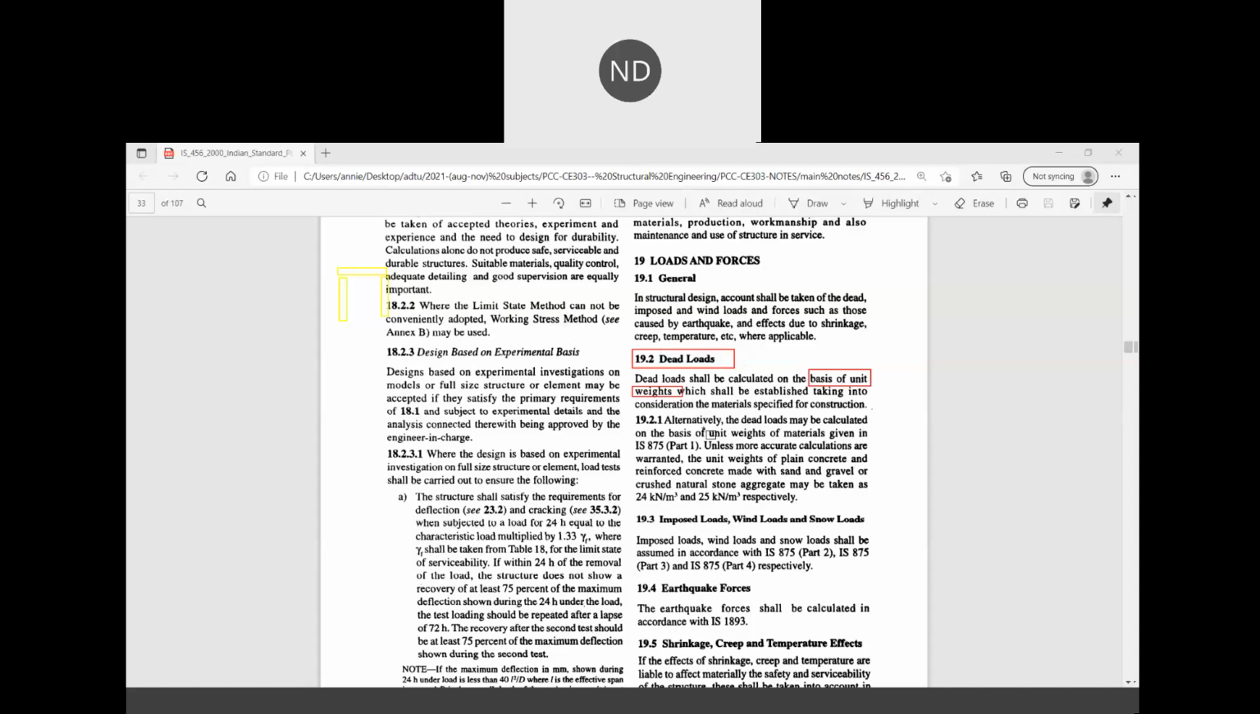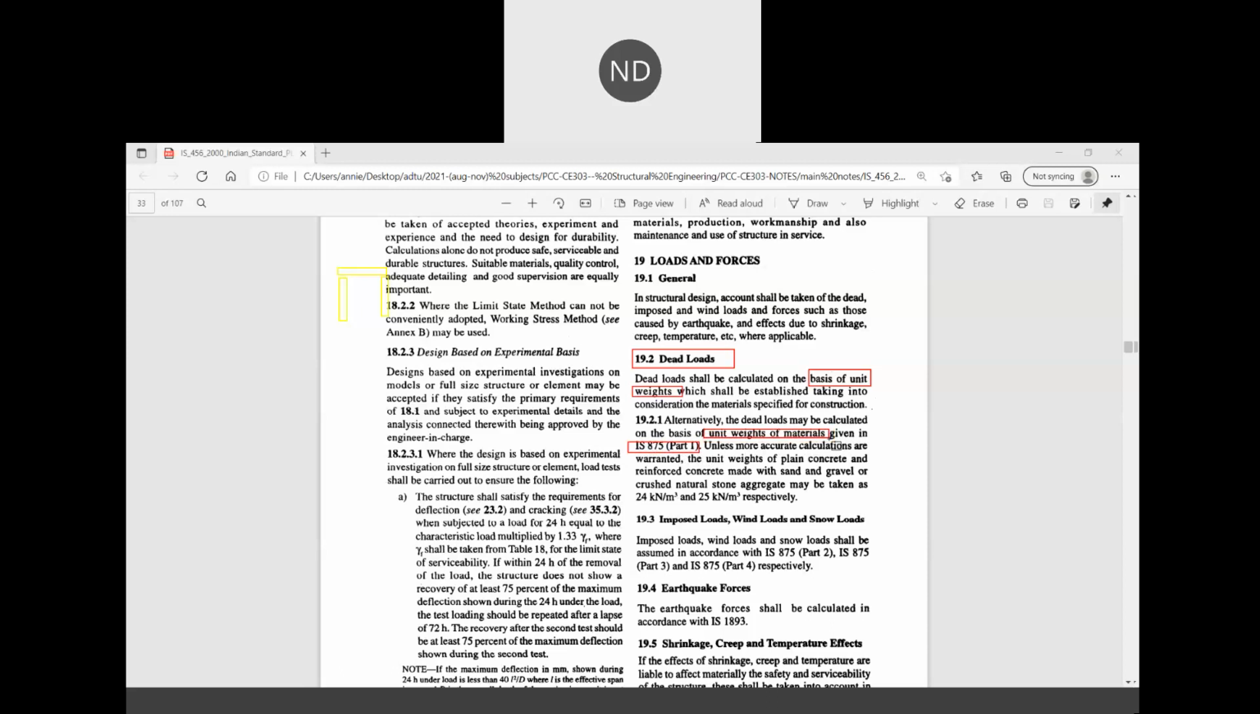So these are dead loads. According to IS 456, how do we calculate the dead loads? We calculate on the basis of the unit weight. Alternatively, the dead loads may be calculated on the basis of unit weight of material given in IS 875. In IS 875 part 1, you will get the unit weights of different materials.